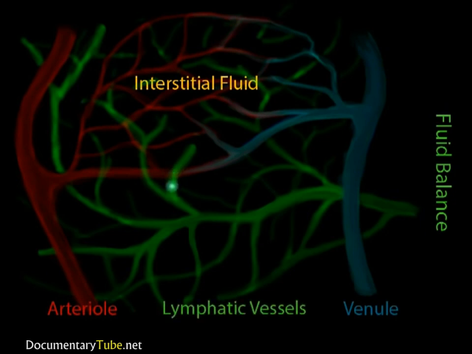Once the fluid has entered the lymph vessels, it's now called lymph. These vessels eventually deliver the lymph to locations where the lymph can be cleansed of debris and checked for the presence of pathogenic organisms. How it gets the lymph there is pretty amazing.